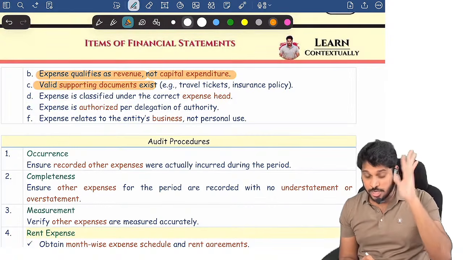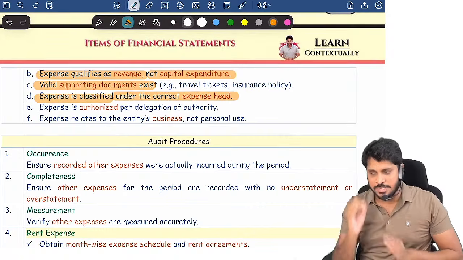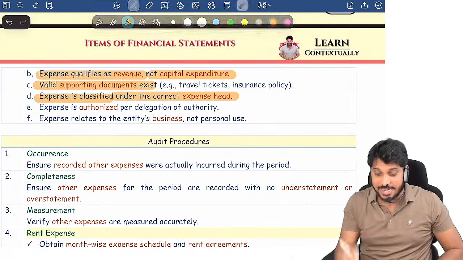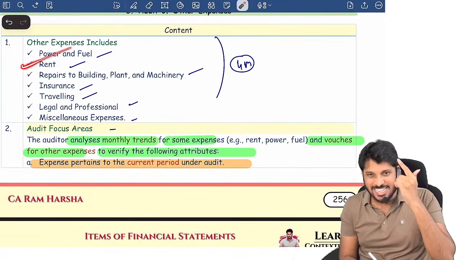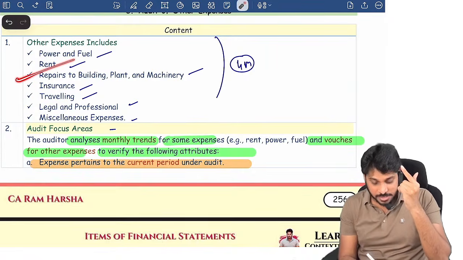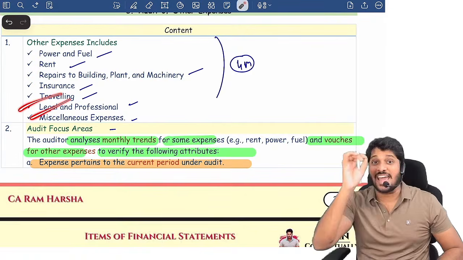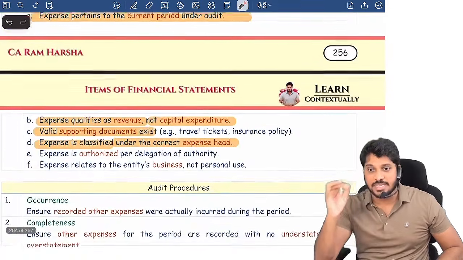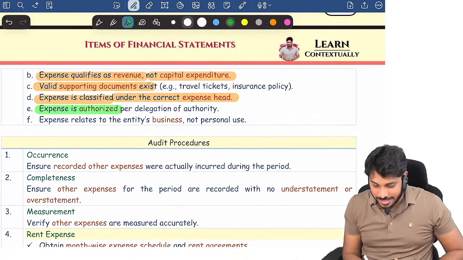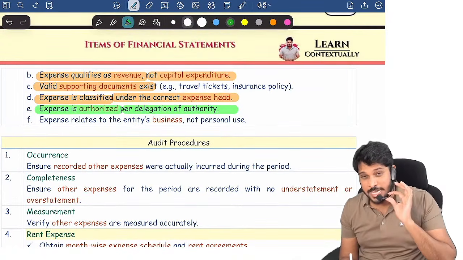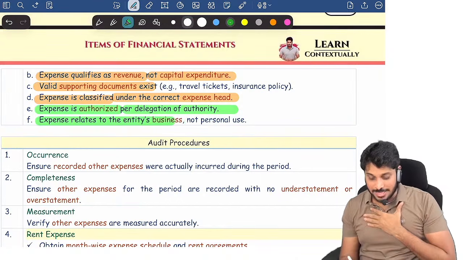Third point, check supporting documents, guys. And the expense should be classified under the correct expense head. Sir, what is an expense head? Power and fuel is one expense head, rent is another, repairs is another, insurance, traveling, legal and professional fee, these are all expense heads, guys. You need to check whether it is classified correctly. And not only that, see that the expenditure is authorized as per delegation of authority, and that the expenditure is related to business and not personal.